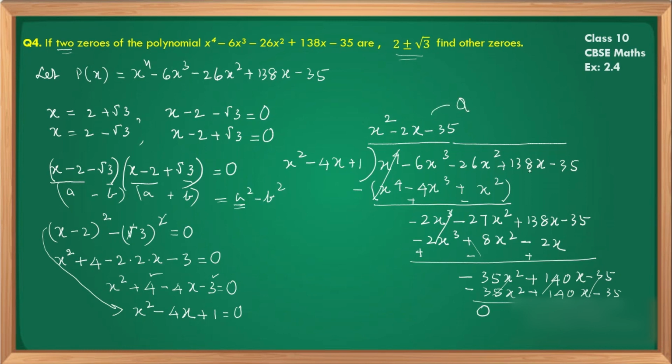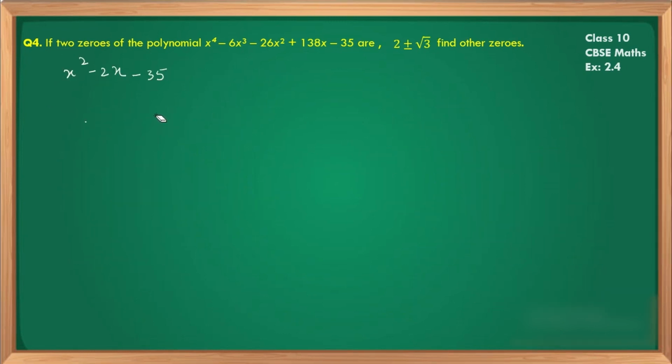Now what do we do with this quotient? You are right. We are going to factorize it. We do that in the next page. Okay, now we are continuing on the next page. This was our quotient, x square minus 2x minus 35. Now we are going to factorize this so that we can get the other two zeros.